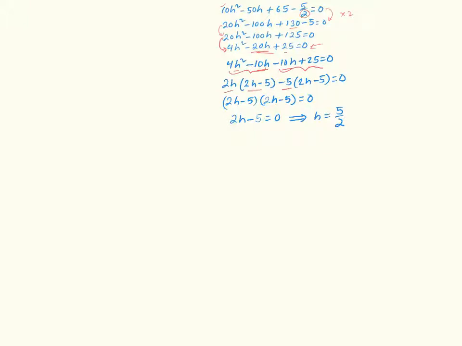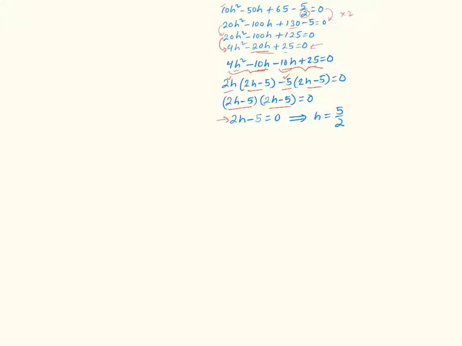That gives me 2h minus 5, 2h minus 5. I factor out 2h minus 5, then I get 2h from here and negative 5 from there. So (2h minus 5) squared. So it's a perfect square. So if 2h minus 5 is equal to 0, then h is going to be 5 over 2.